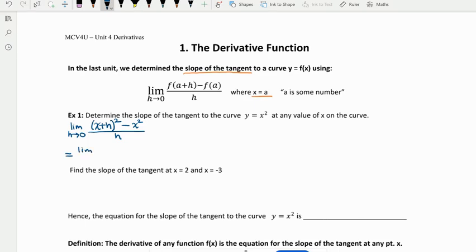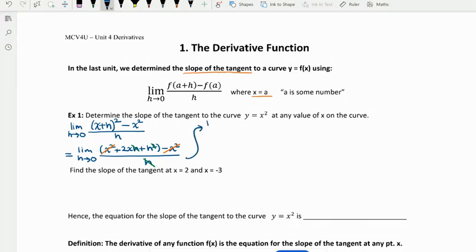This, if I expand using the perfect square, so x squared plus 2xh plus h squared minus x squared, over h. Cancel my x squares, and I'm just left with some terms that all have h's in them, right? So I'm gonna cancel one h from each of them. And that's only possible when you have h in each of the terms that are left.